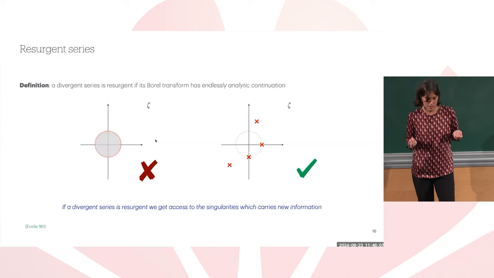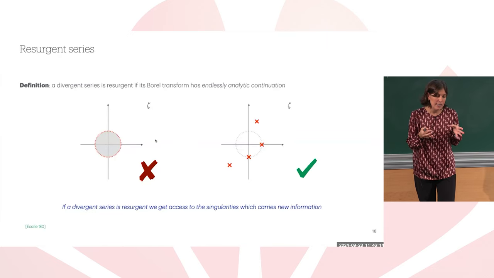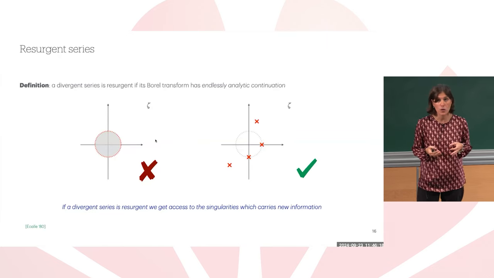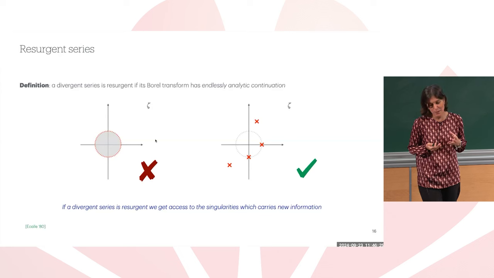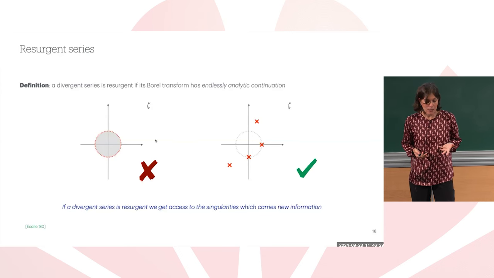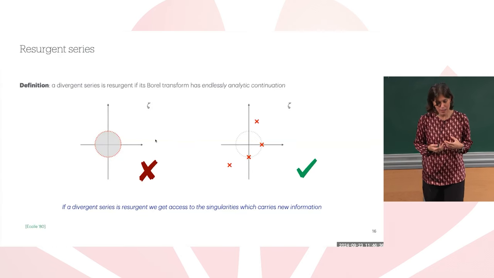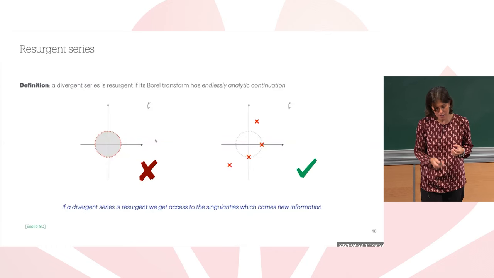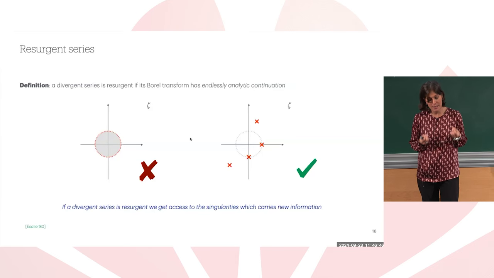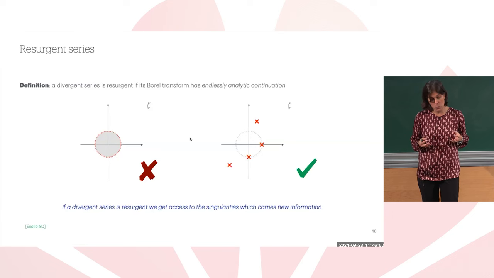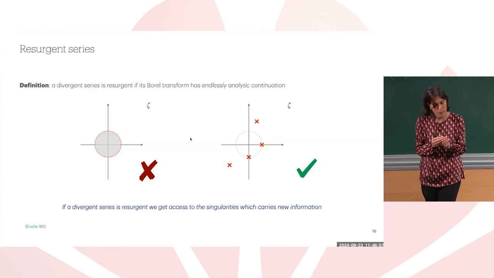And so let me just give you a definition of what these resurgent series are. A divergent series is resurgent if its Borel transform has the so-called endlessly analytic continuation. Now, this is not a very precise mathematical definition. We can make it a bit more precise, but for the purpose of my talk, it's fine to leave it as a more abstract definition. But what endlessly means is that you can understand how the function behaves outside the original radius of convergence, where the Borel transform as a series is defined.